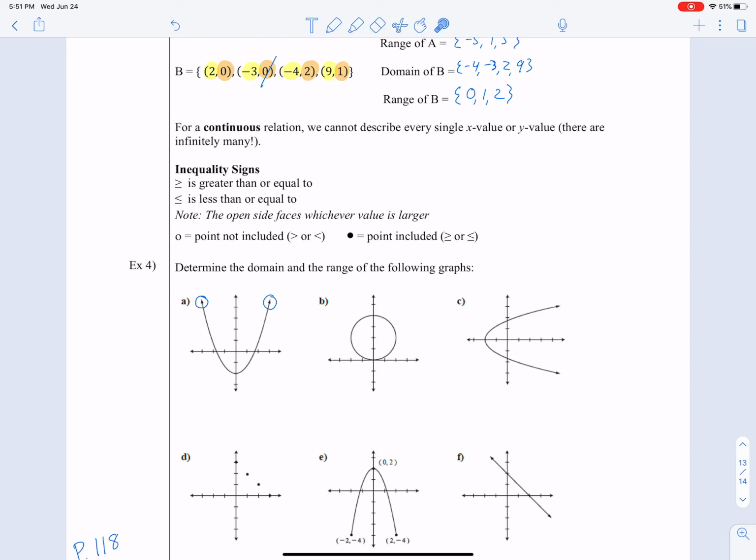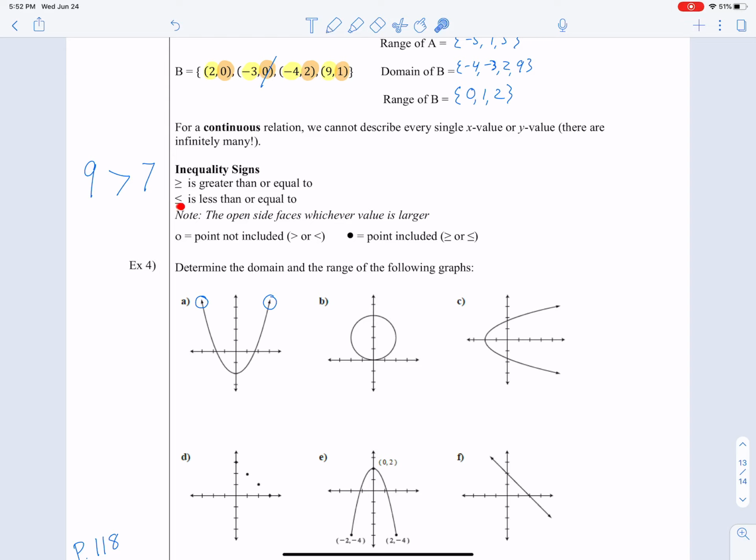So here we need to know some inequality signs before we can do this. Okay, when you have it this way, it means greater than or equal to. So the larger number goes on the open side of the symbol. It's like an open mouth here. That's pointing to the larger number. So like this would be 9 and 7, saying 9 is bigger than 7.